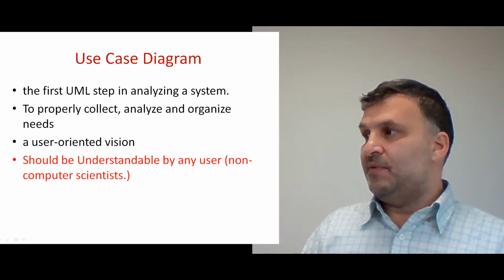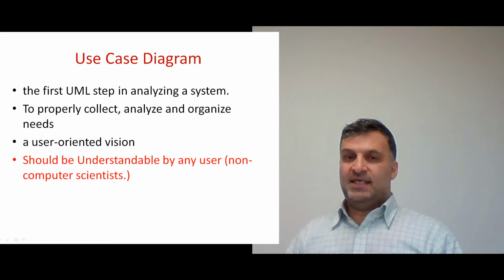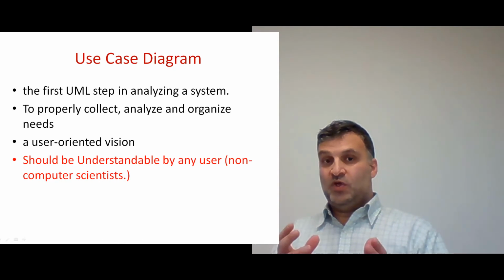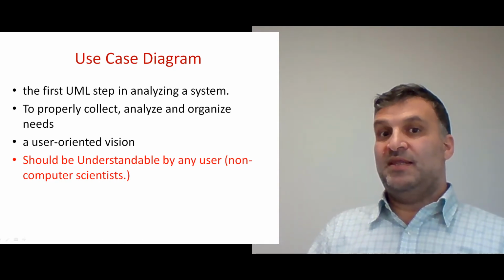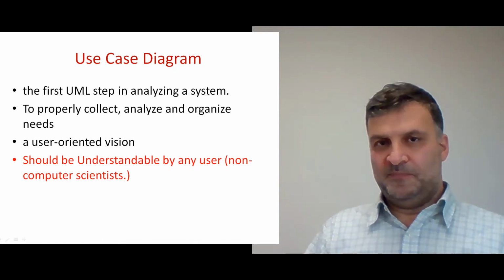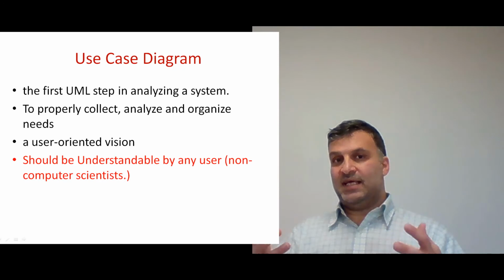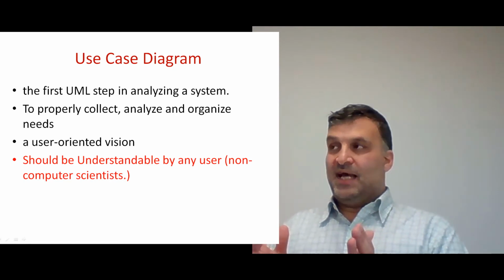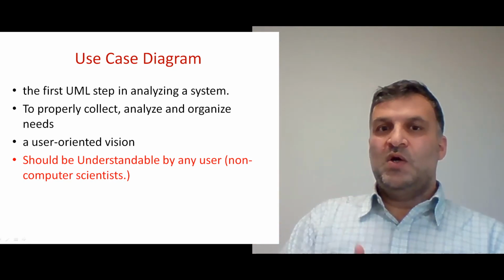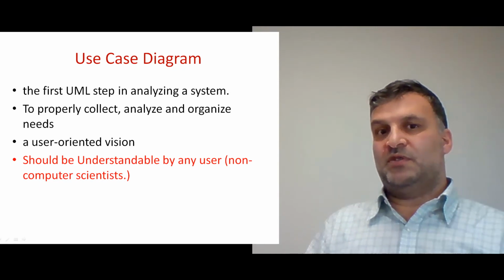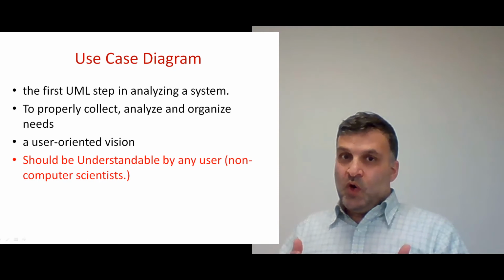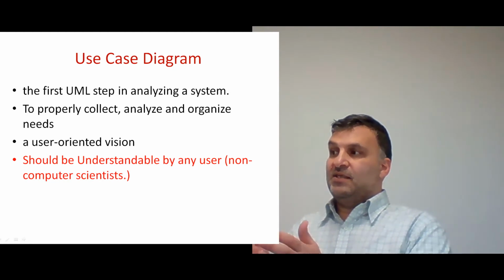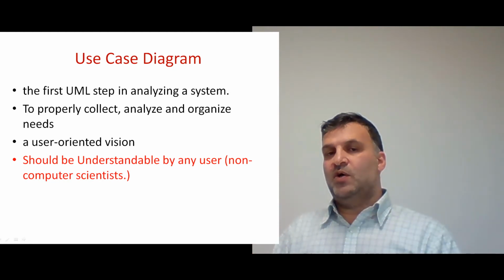It should be understandable by any user, even a non-computer scientist. That means when we prepare the use case diagram, we should also discuss with the people who work in the system. If we analyze a university, for example, the analyzer should take the use case diagrams and discuss with the students, the professors, and the administrators to know if these use case diagrams are correct or not. So it should be understandable by all the users of the system.